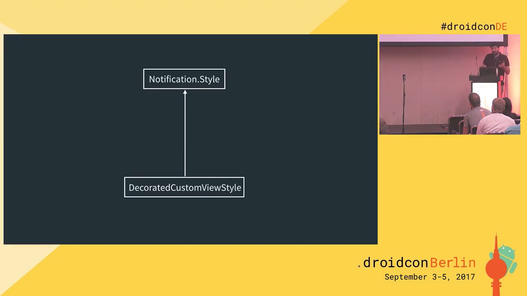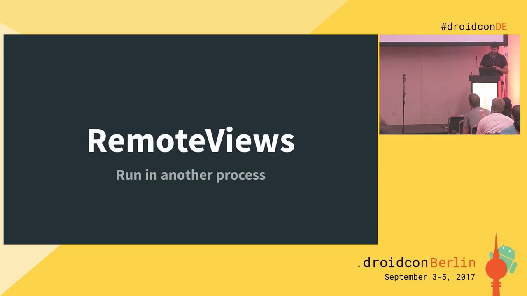If you don't find what you are looking for as a layout in this, you can use decorated custom view style. Decorated custom view style is great because you can provide your custom view, but you will still keep the decorated items of a notification, the headers, the actions. So it means you can still have the layout of the system, of the guidelines, and just provide a custom notification.